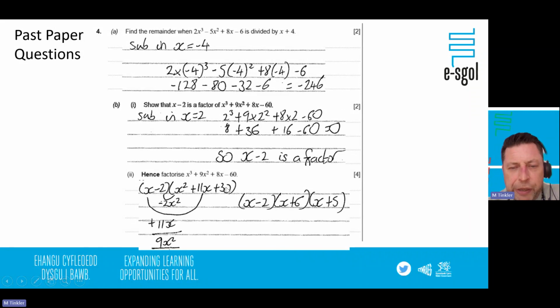11x, 2 times 30 works, 6 and 5. The last bit of factorizing is pretty straightforward, so it's making sure you get your signs right. Now, as I said before, 4 marks is roughly worth about 6 minutes of time on an additional maths paper. That's not going to take you 6 minutes, because at the end of the day, it's just a bit of multiplying, a bit of adding to make sure you get the right number.